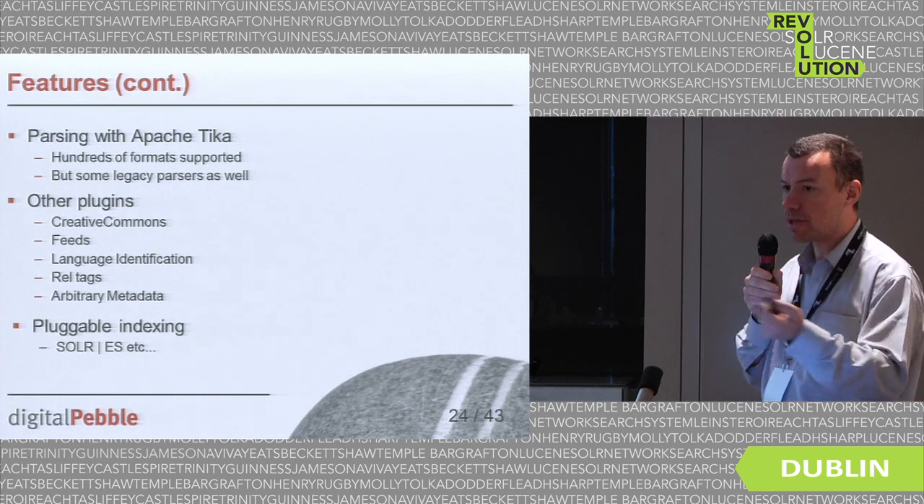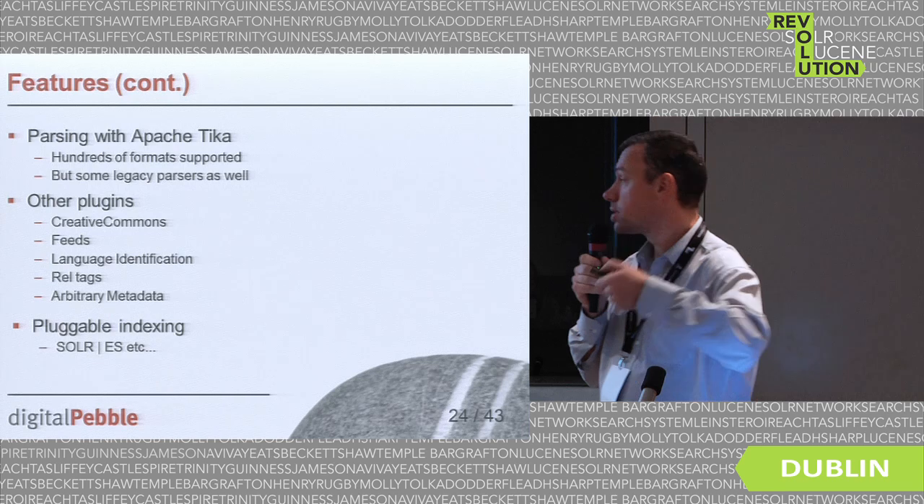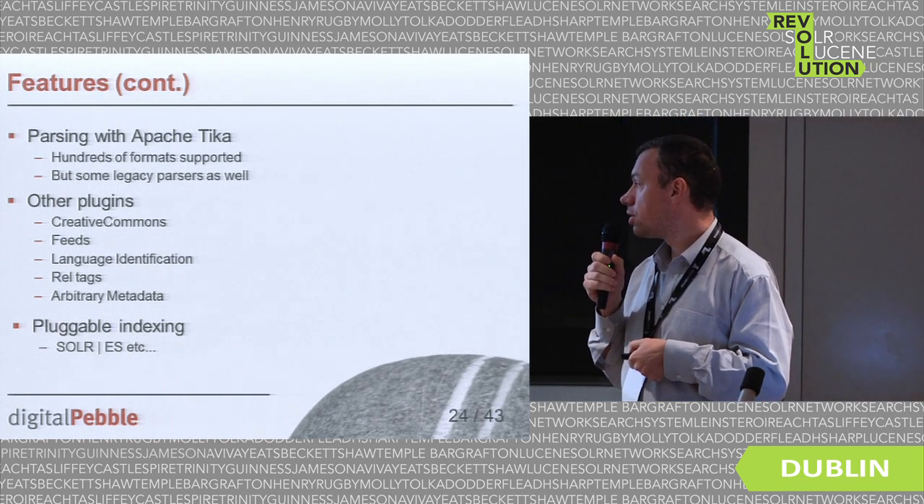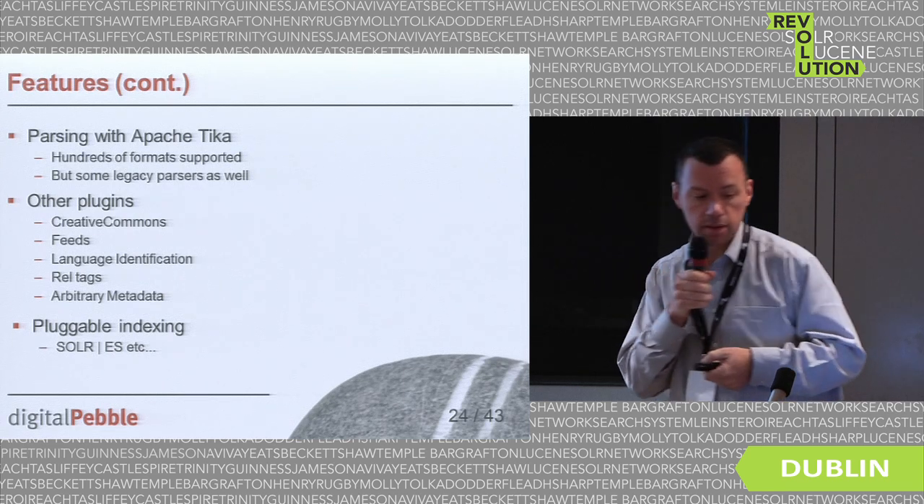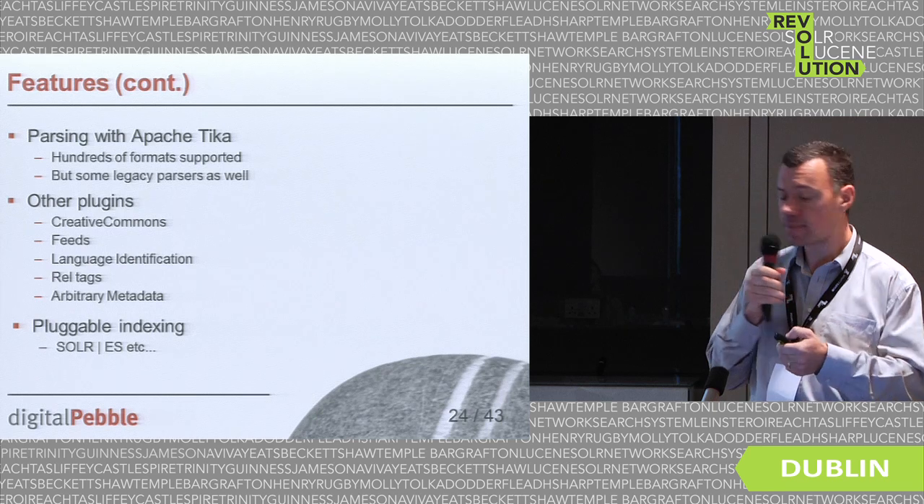So if you think about an HTML page, for instance, you can configure it to say, okay, extract the description, extract the keywords, whatever. And that thing I mentioned earlier, the pluggable indexing, so that you can send the documents to index to various backends.